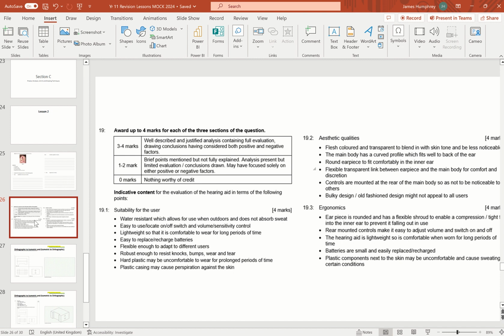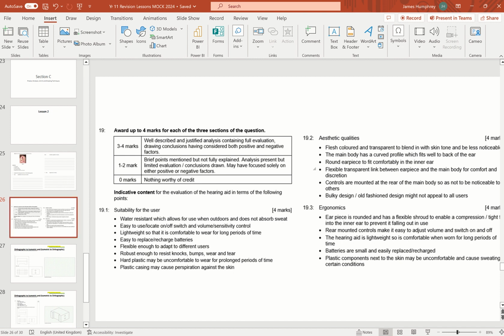Robust enough to resist knocks, bumps, wear and tear. Hard plastic may be uncomfortable to wear for long periods of time. Plastic casing may cause perspiration against the skin. That might cause a rash, for example, or blisters.